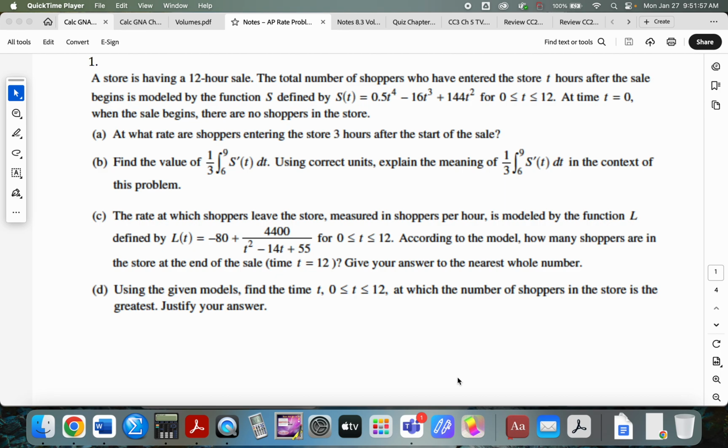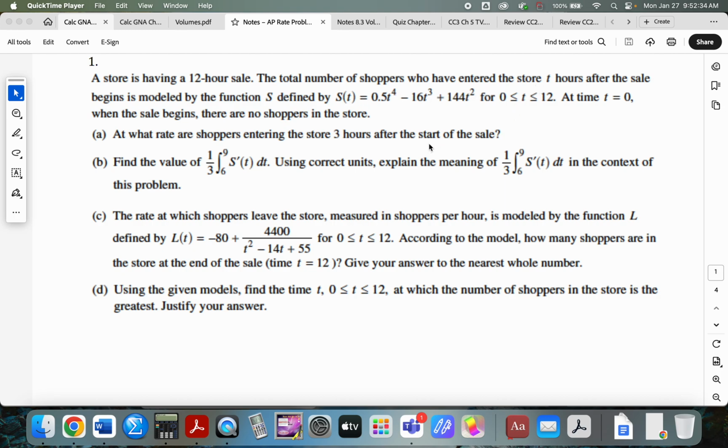so it says, at what rate are shoppers entering the store 3 hours after the start of the sale? Well, the interesting part about this is that they're going to define S of T, and that is, in this case, the total number of shoppers who have entered the store. Sometimes they'll give you something like that, and they'll give you the rate at which they enter the store. So you have to be really careful when you're reading this. This is the total number of shoppers who have entered the store.